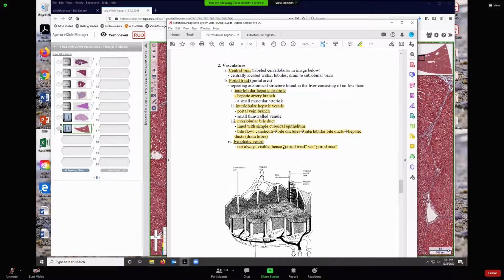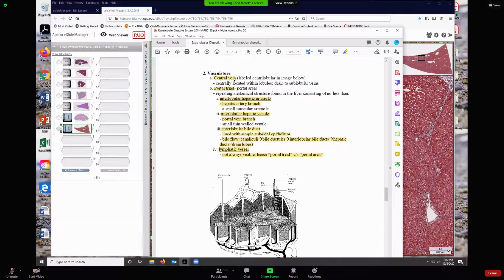That's why I like to call it a portal area instead of a portal triad, because triad means three. And what that refers to is the artery branch, the vein branch, and the bile duct. But you know what? There's usually a lymph vessel there. So it's more of a quadrad or a portal area. Well, what does all that look like? Okay. Oh, and one more thing.